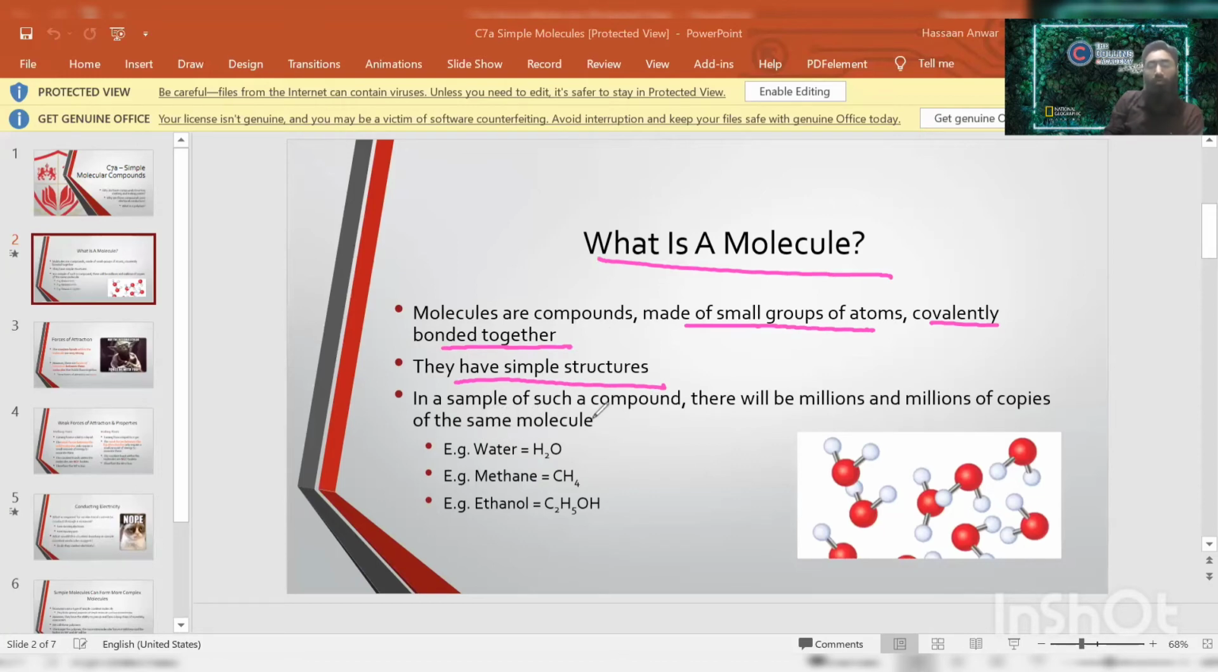In a sample of such a compound, there will be millions and millions of copies of the same molecule. For example, if you have one glass of water, this one glass of water has millions and millions of the same water molecules. And methane, I know these are all molecules, combinations of atoms.